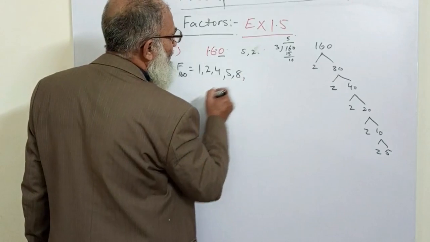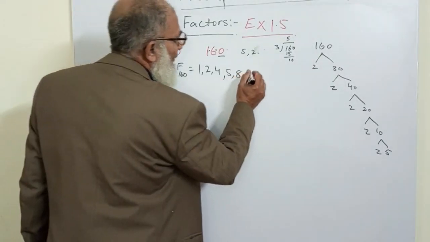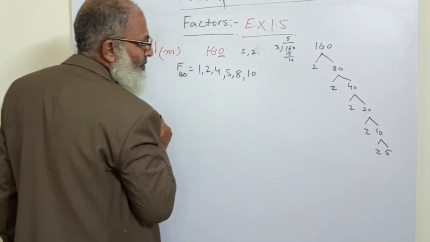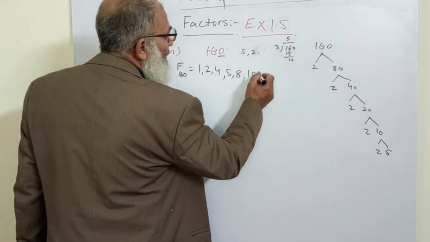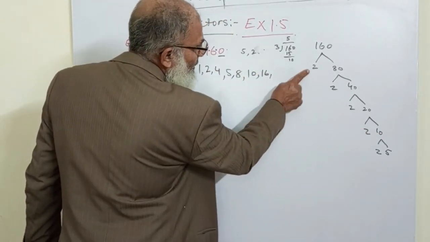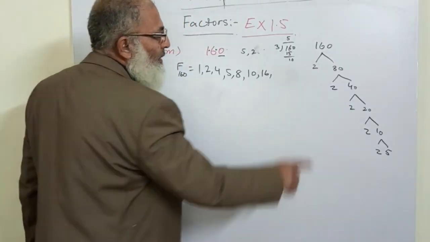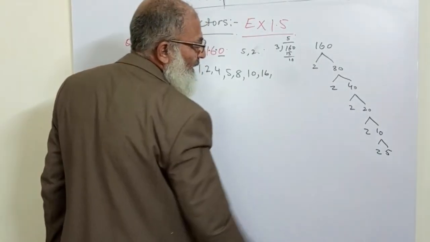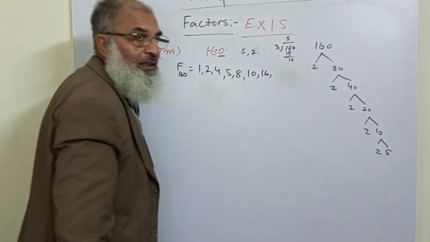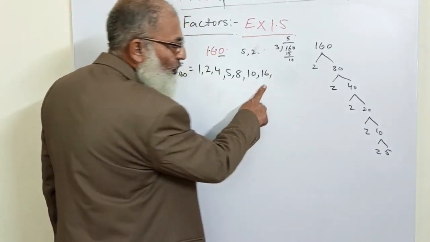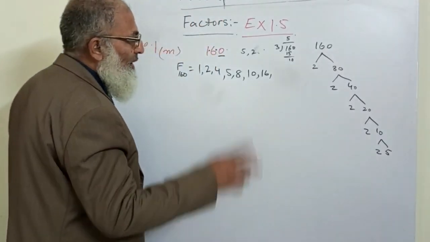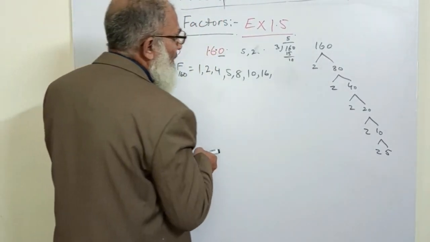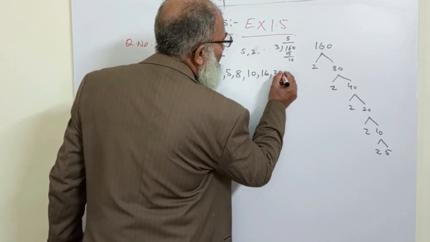Then 10, and now if I multiply this, 2 times 4, 2 times 2 is 4, 4 times 2 is 8, 8 times 2 is 16, and I have already got the 16, and 16 times 2 is 32, and then we have another factor over here, that is 32.